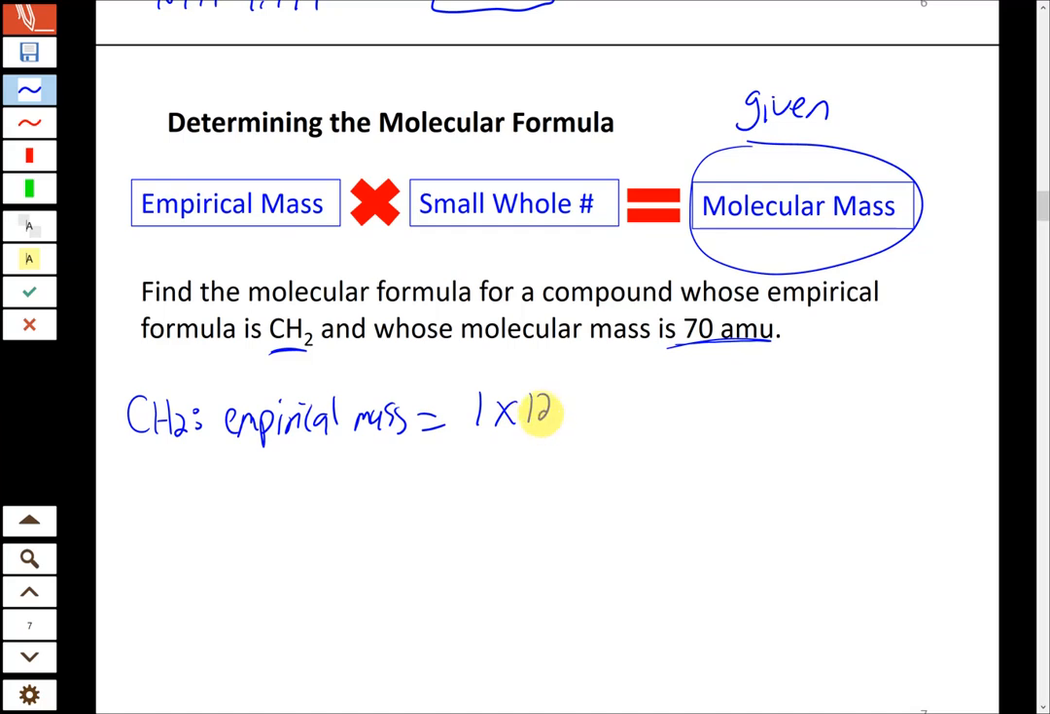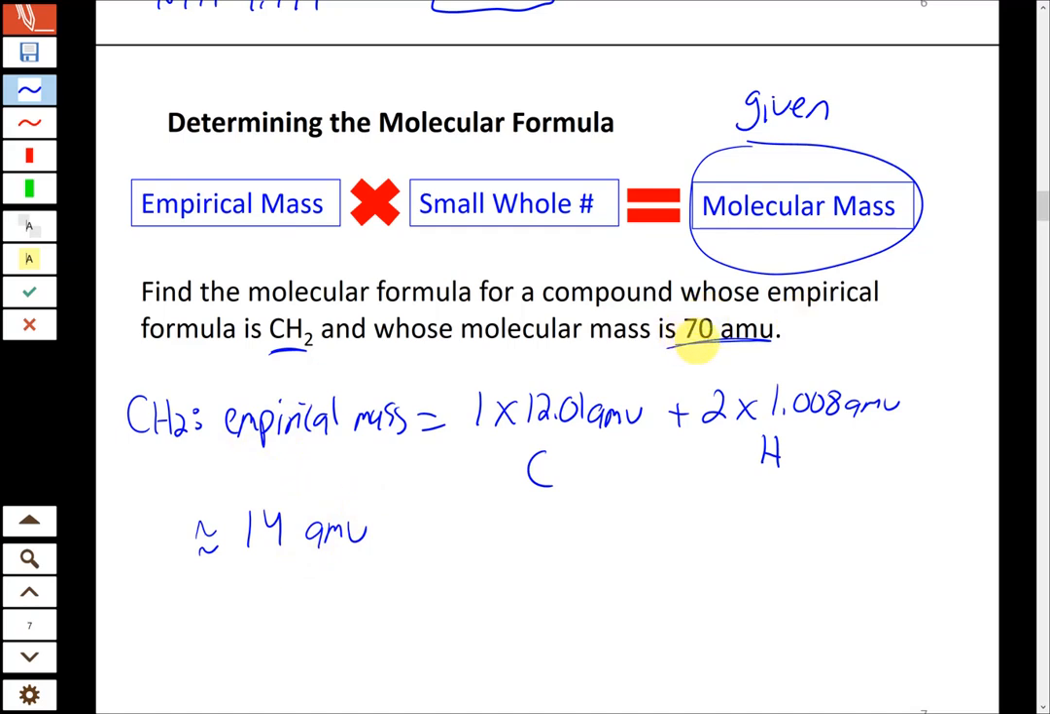So one carbon with an atomic mass of 12.01. I chose AMU here, but again, you can think of this as grams per mole. Their numbers are the same. So that's carbon, and our empirical formula has two hydrogens. So 2 times the atomic mass of hydrogen, which is 1.008. And we don't need to be super precise with this because we're only giving you the molecular mass to 2 figures here. So we can just say that's about 14 AMU. All right, so our empirical formula has a molar mass of 14 AMU.